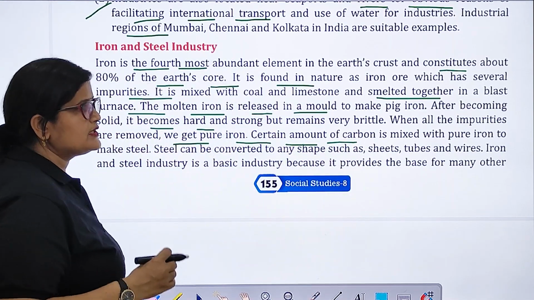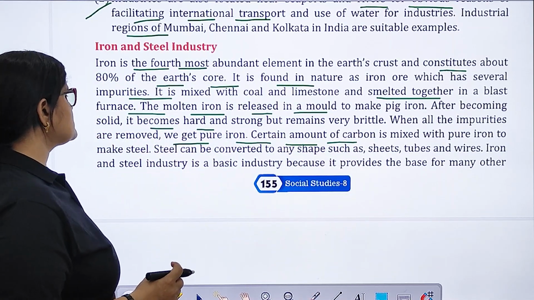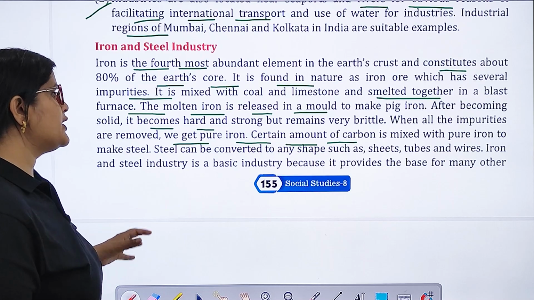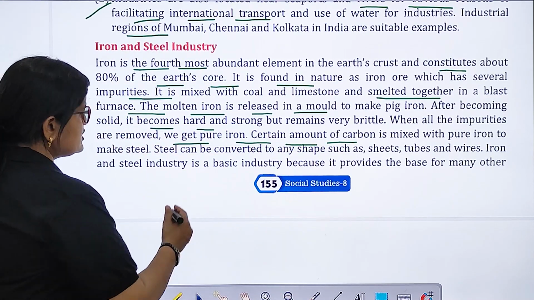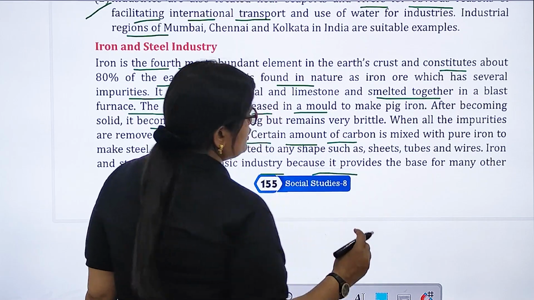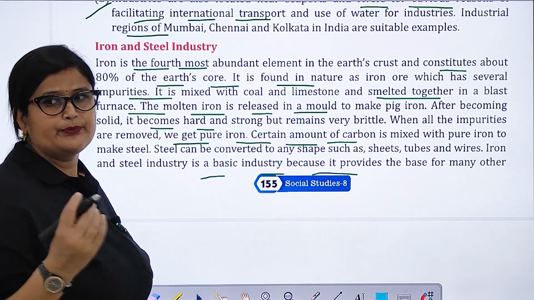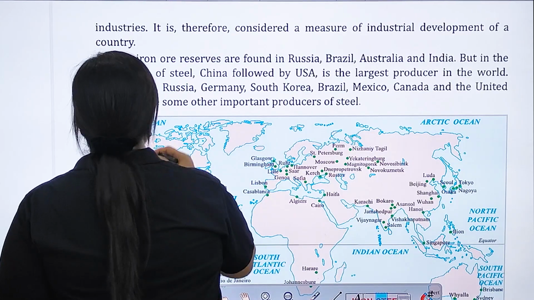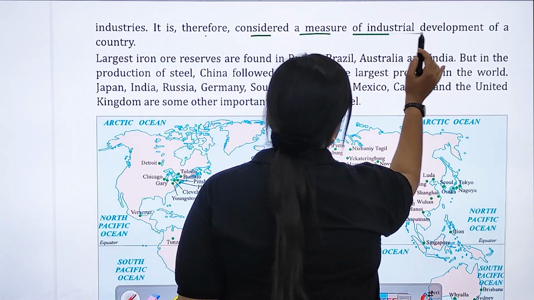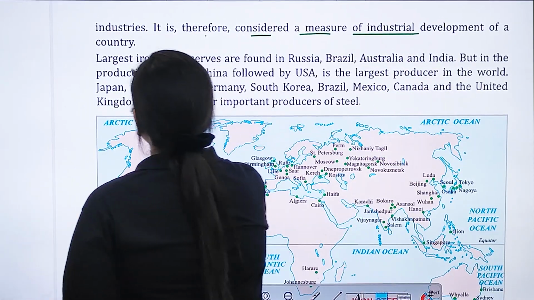A certain amount of carbon is mixed with pure iron to make steel. Steel can be converted to any shape, such as sheets, tubes and wires. The iron and steel industry is a basic industry because it provides the base for many other industries. It is therefore considered a measure of the industrial development of a country.